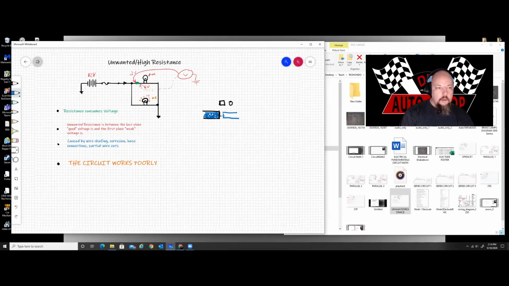However, if this connection is loose or poorly fitting, where there's all this room in here and it can jiggle around, I'm not going to get the best connection I can, and it's going to limit current flow, causing resistance.